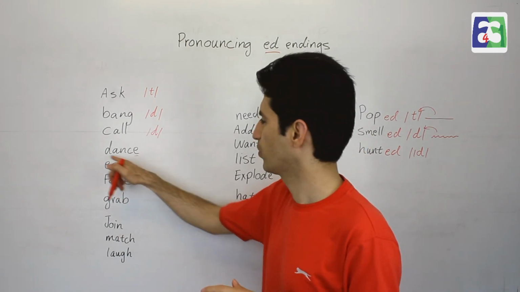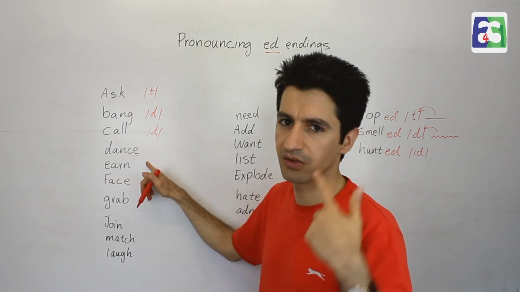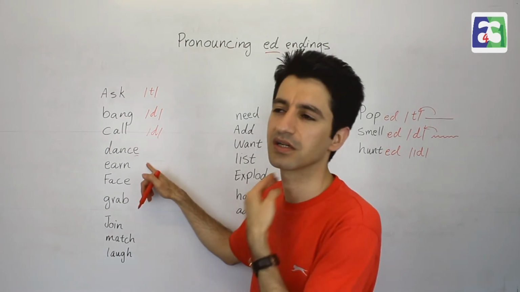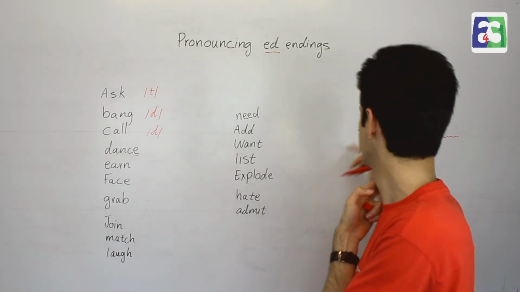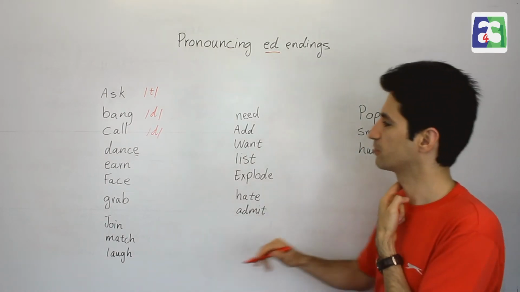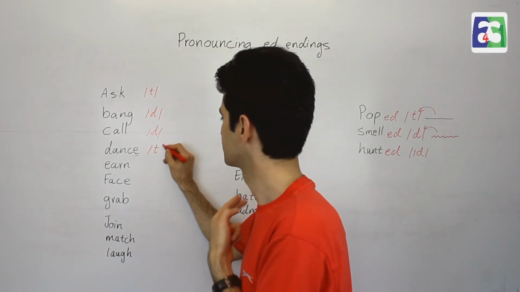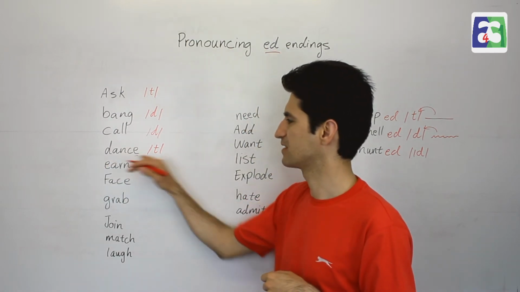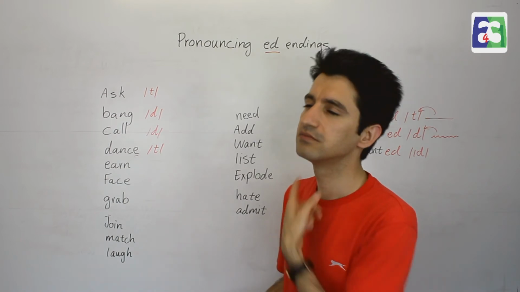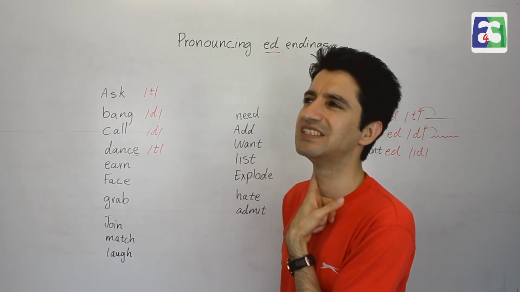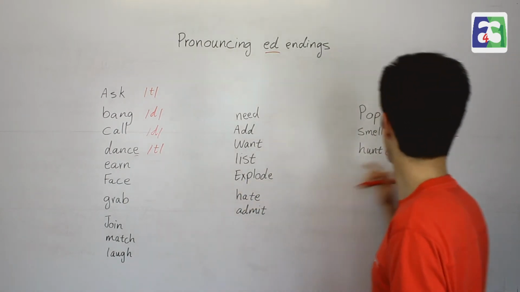So what is the final sound that I hear over here? It is S. I say S. There is no vibration. S, no vibration, so it should be pronounced T. Danced, danced. Okay, what about earn? It ends in N, so earn vibrates. So what should I do?